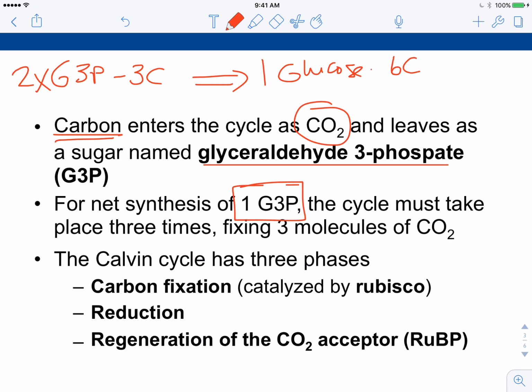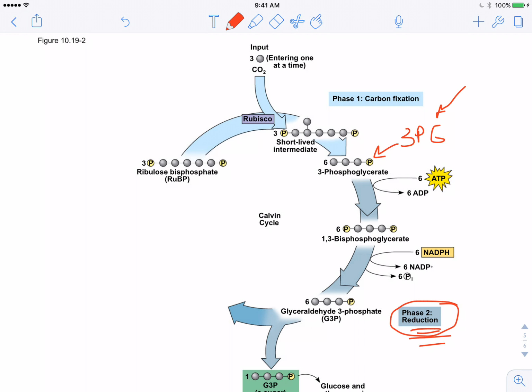And this 3-carbon compound is phosphoglycerate, or 3PG. And if you go back and look at glycolysis, you will also see this molecule in glycolysis. And at this point, we just start packing the energy in. And that's what this whole reduction phase is all about. Glucose is a very high energy compound. It stores a ton of energy, and this is how we store it.